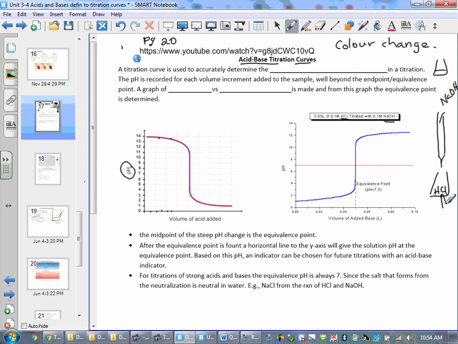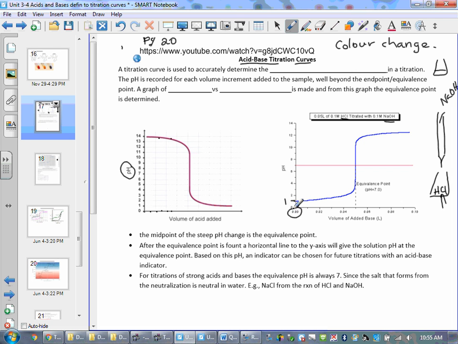So if we're measuring the pH of the stuff in the Erlenmeyer, and we just have acid in there, what kind of pH would we expect? A low pH. So that's what we're seeing here. We're seeing a pH of 1. That's when we start, before we've added any base. Does that make sense?